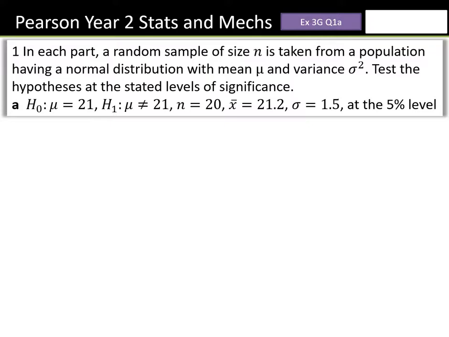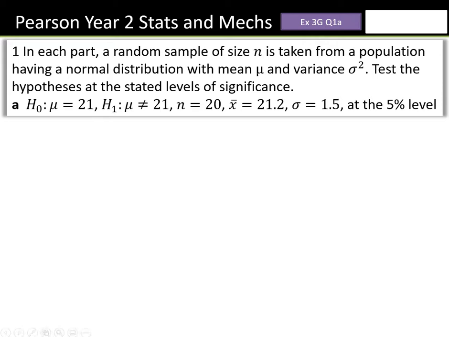I'm not going to do all the parts of the question, I'll just do part A. Other parts are similar. Part A says that we've got a null hypothesis that the population mean is 21 and the alternate hypothesis is that the population mean is not 21. So this is not above or below, it's either above or below, so it's a two-tailed test.